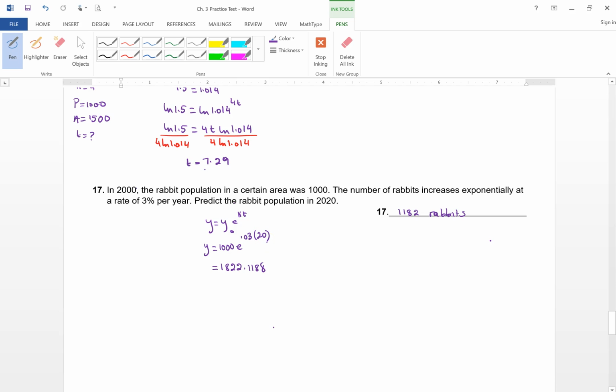No. You do not add this to the original amount. This is everything all together. Yes, you read it wrong on the line. It's 1,822, not 1,182. I got confused with the 1188 there. So 1,822.